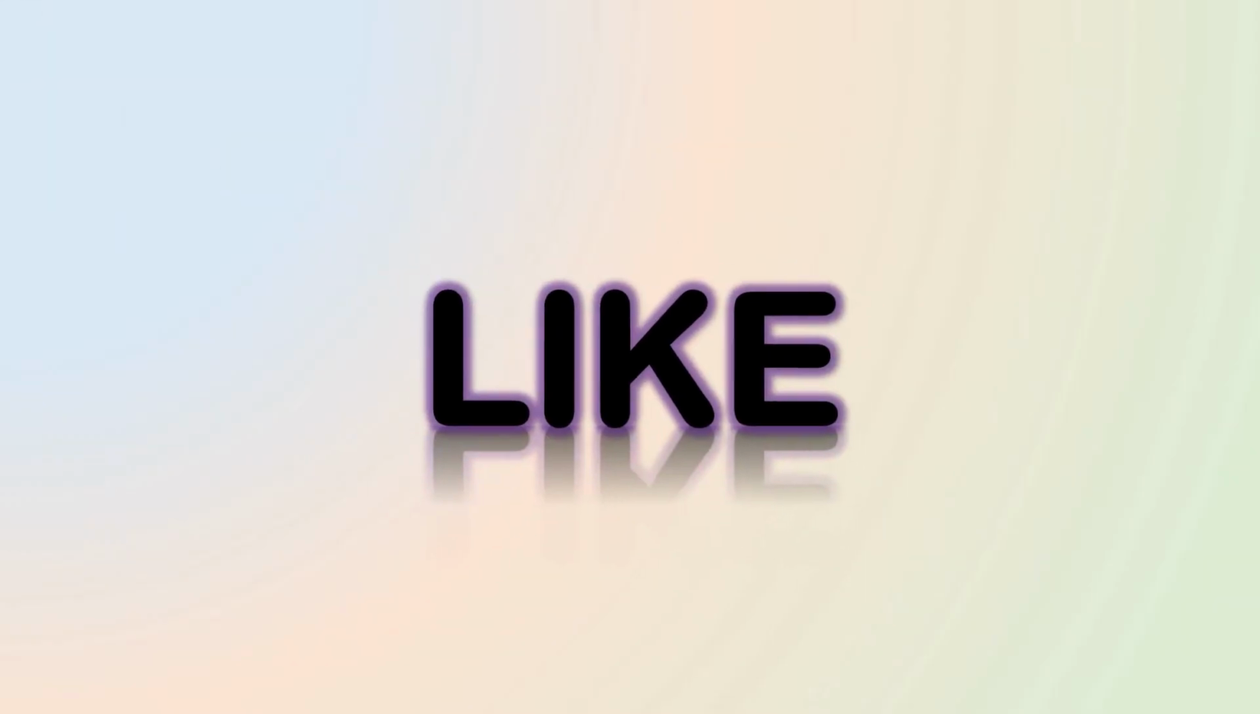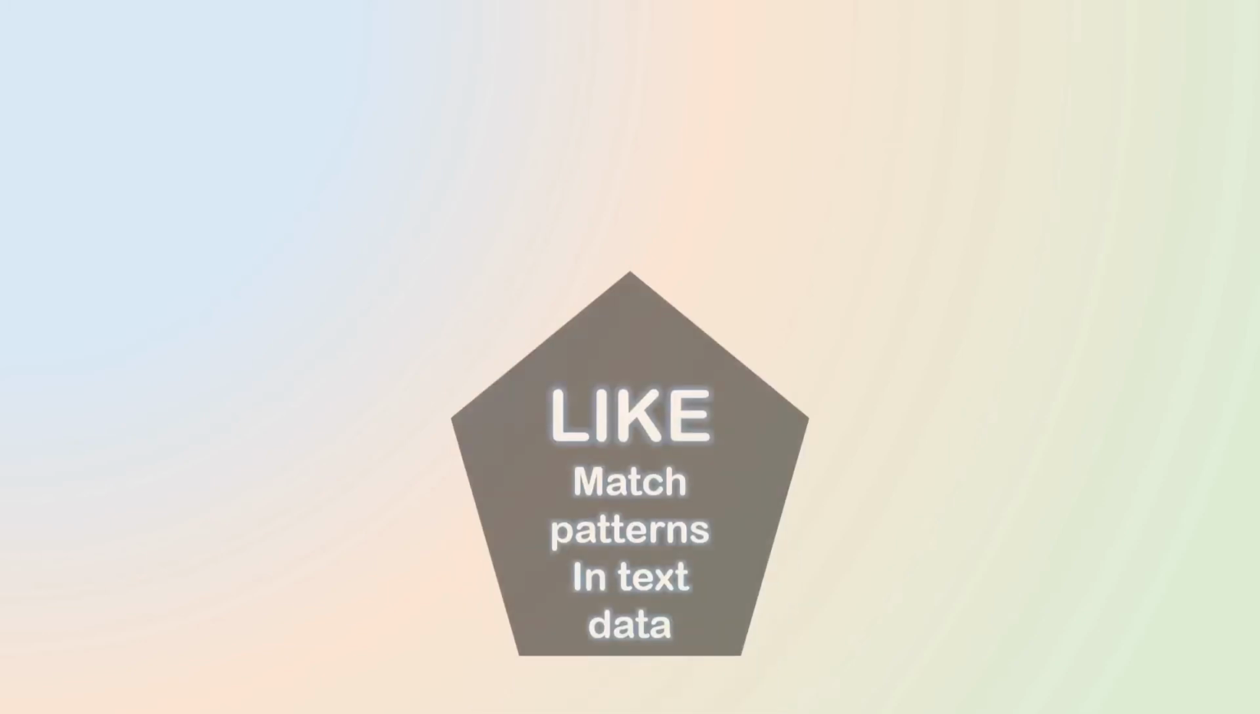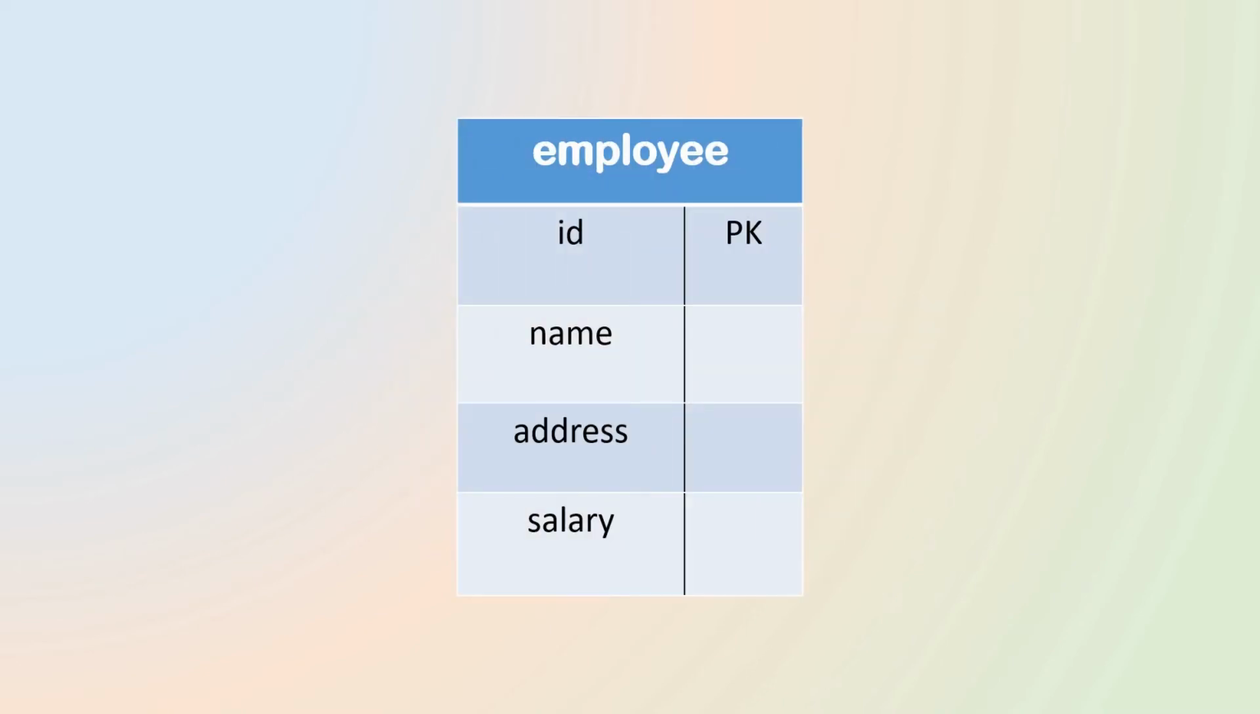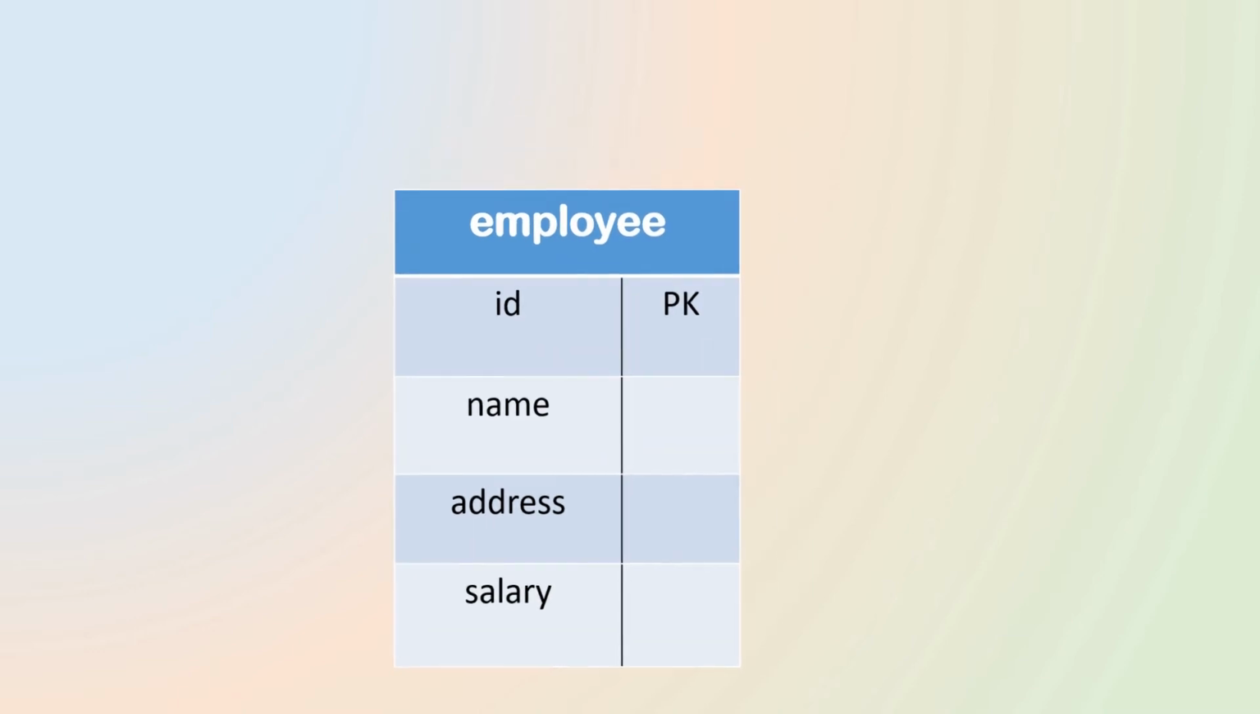Now, we learn about the LIKE operator. This operator is mainly used to work with text data. If we want to match some patterns in our text column, then the LIKE operator becomes so useful. For example, we have an employee table in our database, and we want to retrieve only those employees' names whose name starts with A, then the LIKE operator comes into the picture.